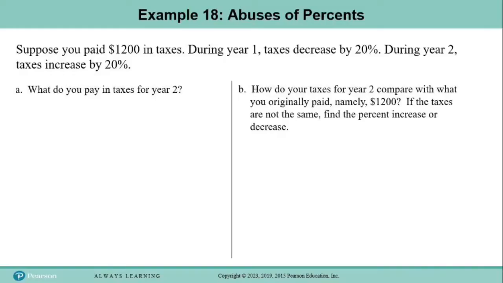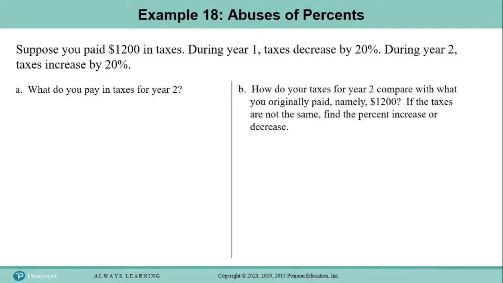So at first glance, you might think that, well, if they dropped by 20% the first year, and then they went up by 20% the next year, the two offset each other and we're going to end up paying $1,200 the next year. But that's not the case, because these two 20% are not both 20% of the same thing. So you always have to keep in mind 20% of what. And if they're not both percents of the same number, then they will not offset each other exactly. So let's just calculate here what we're going to end up paying in year 2.